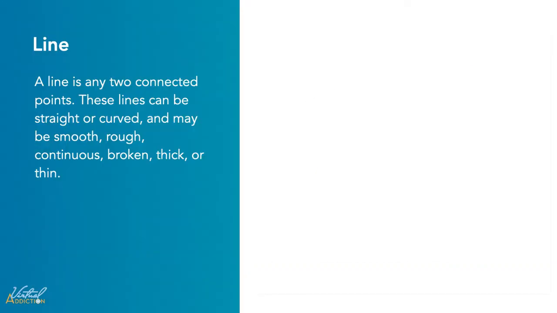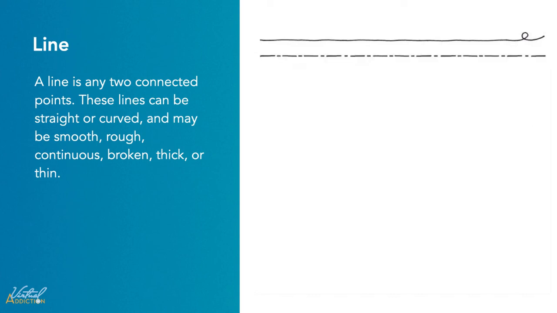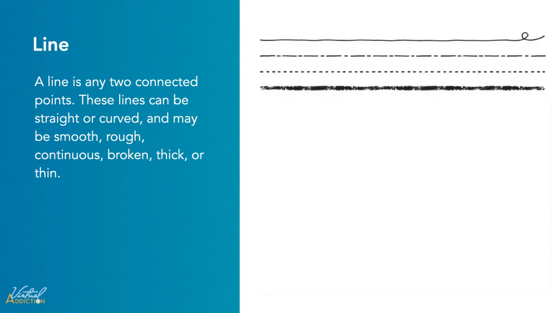The first and most basic element of design is the line. It's often the starting point for all artistic expression. The line is one of the most essential elements of design. In design, a line is any two connected points. It always has more length than thickness and can be unbroken, broken, or implied.